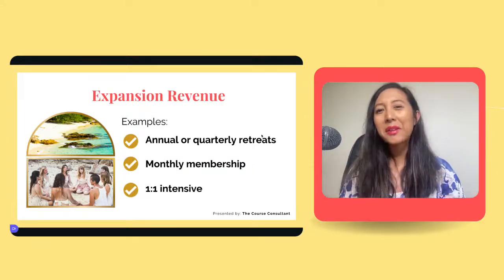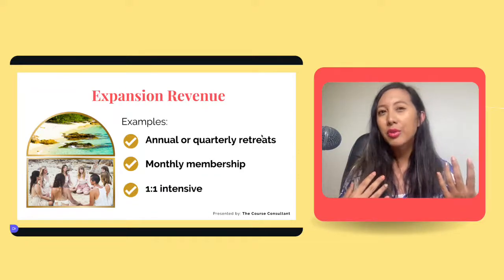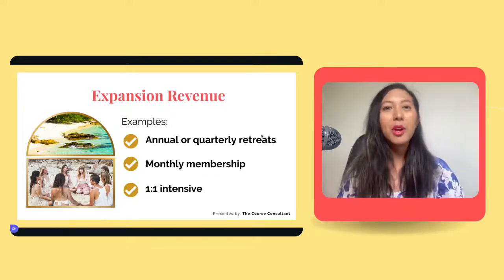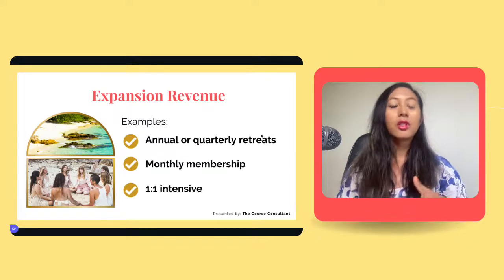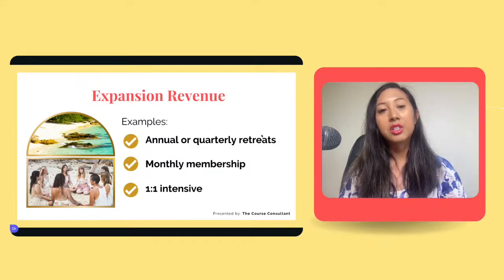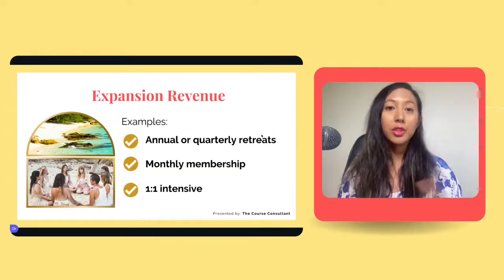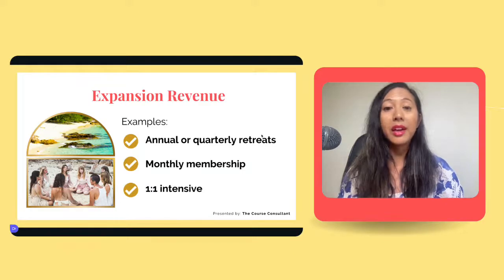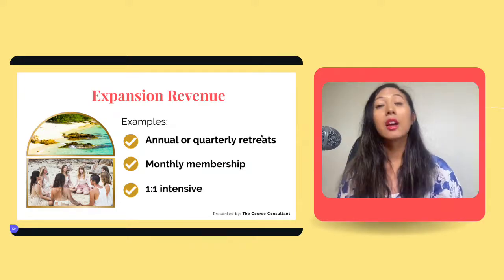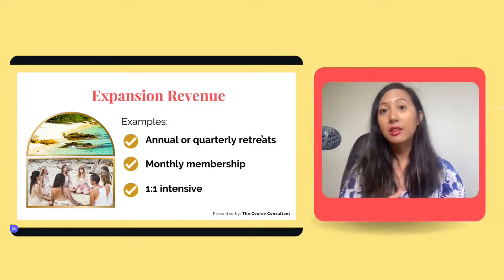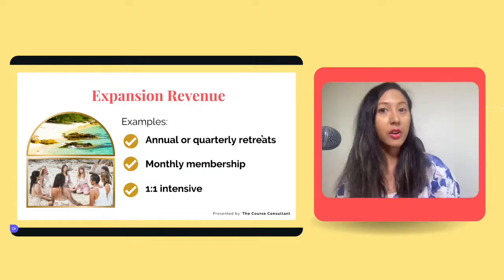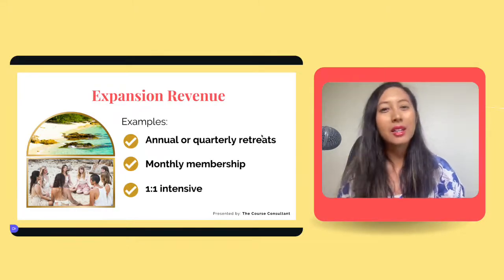You have a membership and people pay on a monthly basis, and/or they're getting some sort of coaching or consulting. Maybe you have an agency model. Some other ways that you can grow additional revenue in your business is to create and/or continue to offer different opportunities to work with you. This might look like annual or quarterly retreats, a monthly membership. Again, let's say you're an agency model, you can offer a membership, a one-on-one intensive.